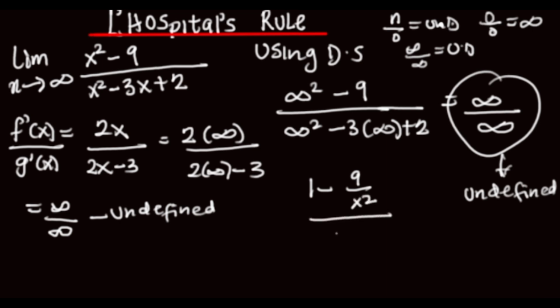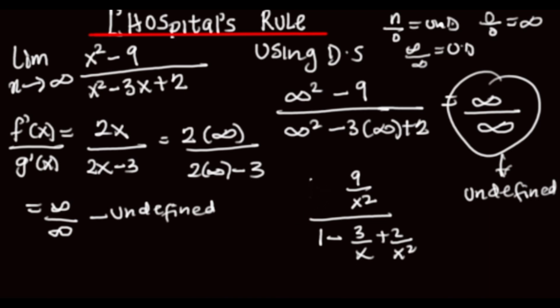Divided by what I'm going to have here, which is going to be 1, then minus 3 over x plus 2 over x squared. If I divide all three by the highest power of x here, this is exactly what I'm going to have. It's still going to give me infinity. Now in this kind of situation, what do you think I can do?